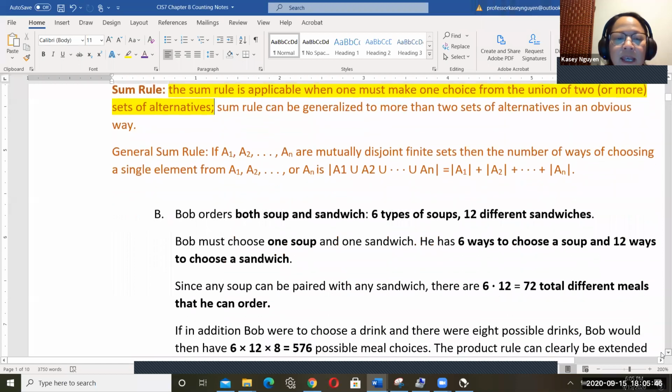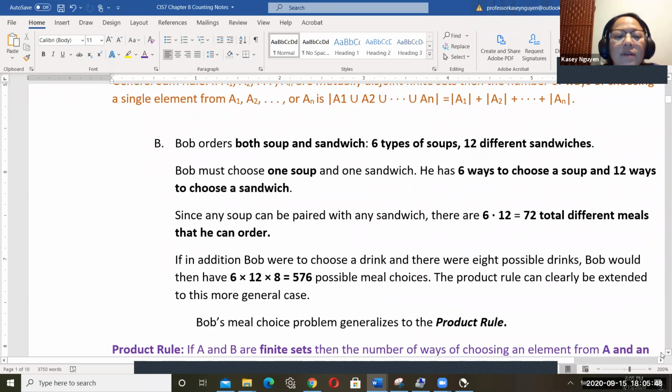So as we see in example 2, Bob has to order both soup and sandwiches. So we can do a soup and a sandwich. There are 6 types of soup and 12 different sandwiches. Bob must choose one soup and one sandwich. So he has 6 ways to choose the soup and 12 ways to choose the sandwiches.